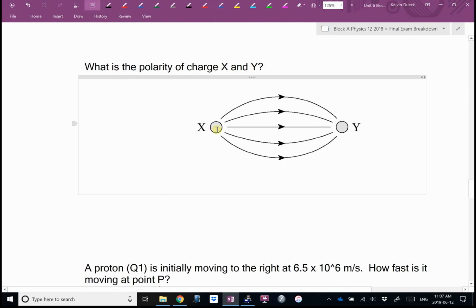Charge X, positive or negative? What's the polarity of charge X, and how can you tell if these are electric field lines? Yeah. Positive. Are you positive? What about charge Y? It looks like the arrows are going into it, so I'll say it's negative. In fact, I'm fairly sure the arrows are going into it, which says the positive would want to move towards it, which means it must be negative. So you can expect some kind of electric field line-y question on your test.